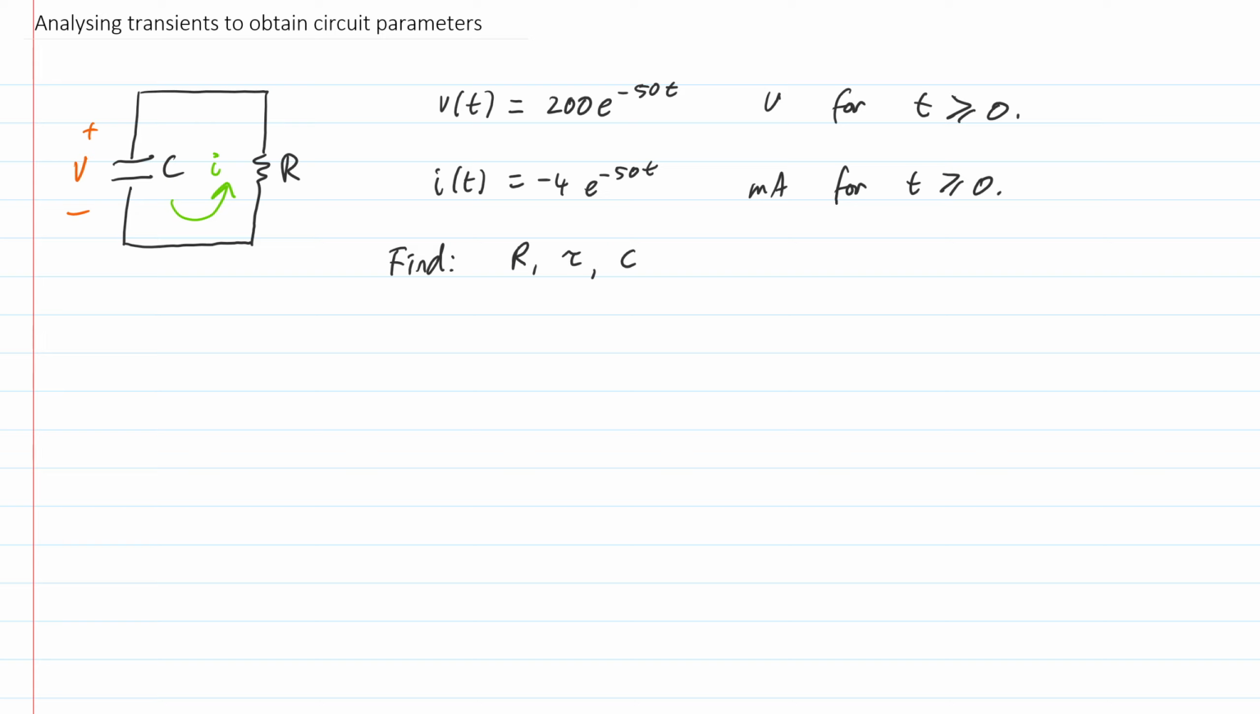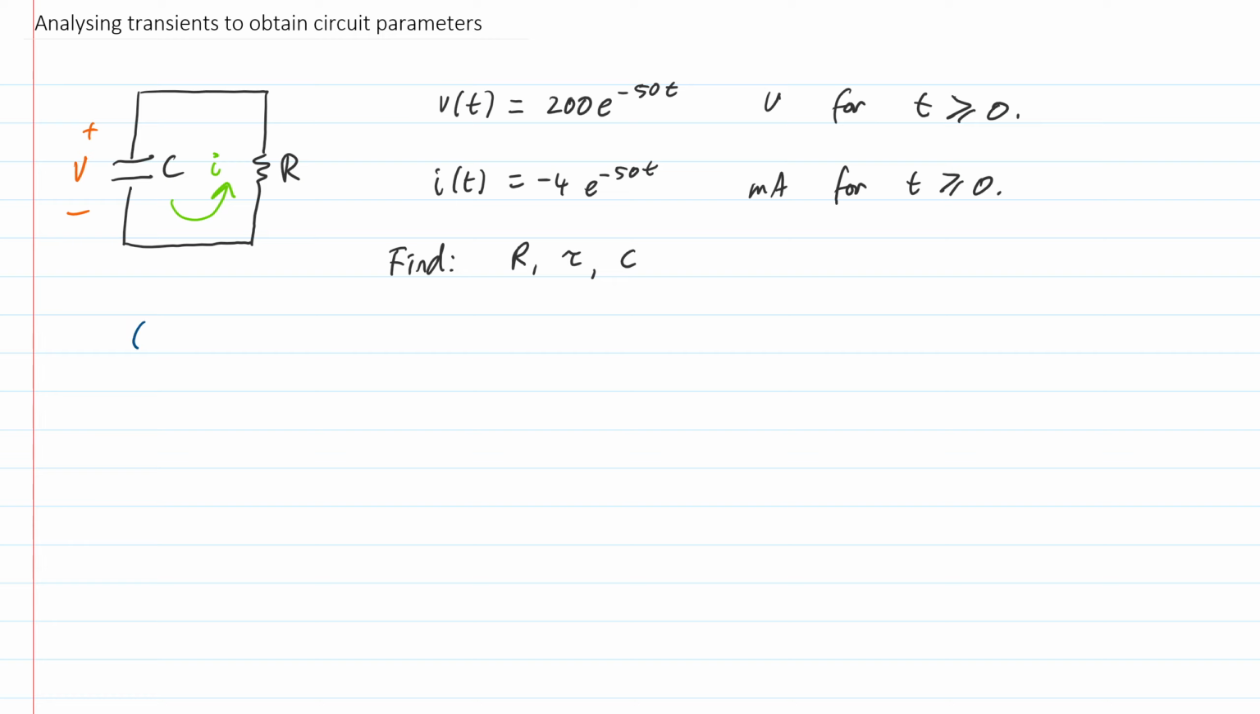I also want to show you how to reverse engineer the circuit parameters from the transients. So here we have an RC circuit, and we are told the voltage and current values for times greater than 0. Just note here that the current is specified in milliamps, and the question says find the resistance, find the time constant, and then find the capacitance. I kind of work backwards from these.